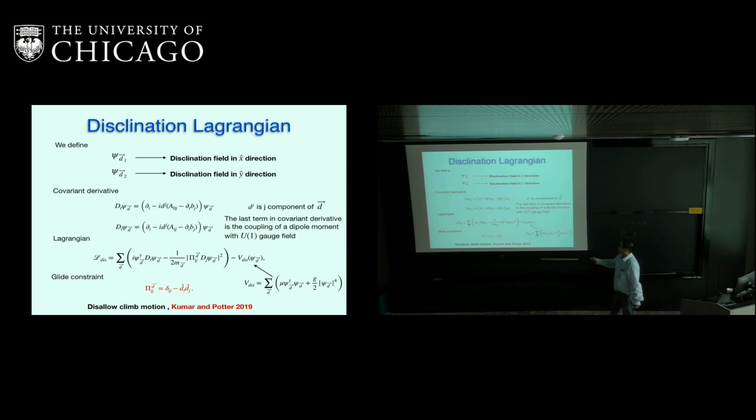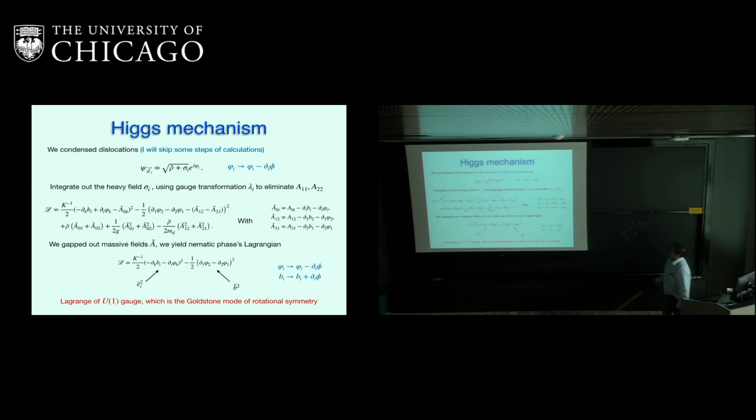And here we introduce a Lagrangian for this dislocation, and this pi here is just to make sure that the dislocation cannot climb, it can only glide. This was introduced by Kumar and Potter in a paper in 2019. So now we condense the dislocation with this form, and the phase of the dislocation transforms with this one because it's coupled both to the tensor field and the gauge field.